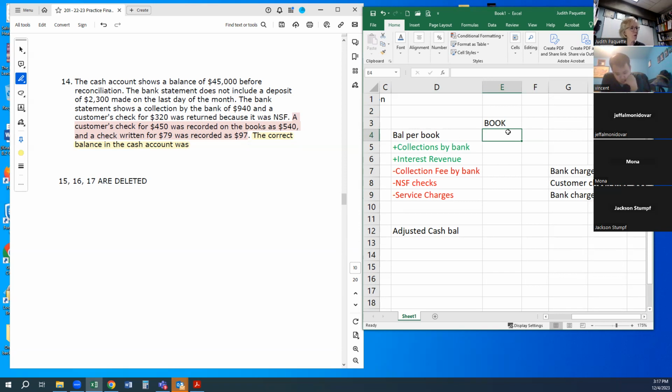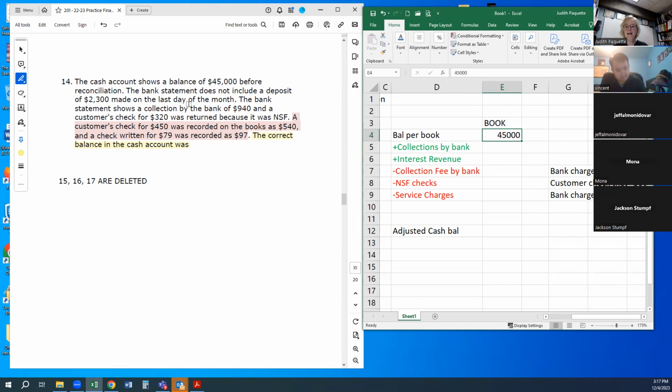All right, so do we know what the balance per books is? The cash account shows a balance of 45,000. That's what we're talking about. This is the beginning balance, the balance as of this date on the cash account. Okay, so we've accounted for one set of money. The bank statement does not include a deposit of $2,300 made on the last day of the month. So it's not on the bank statement.